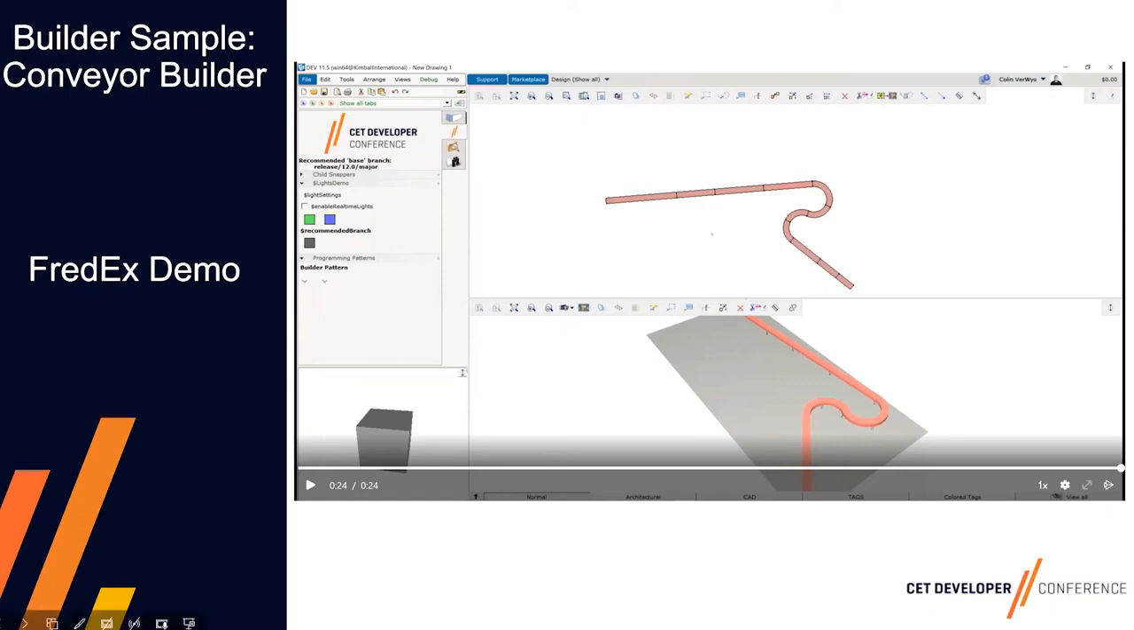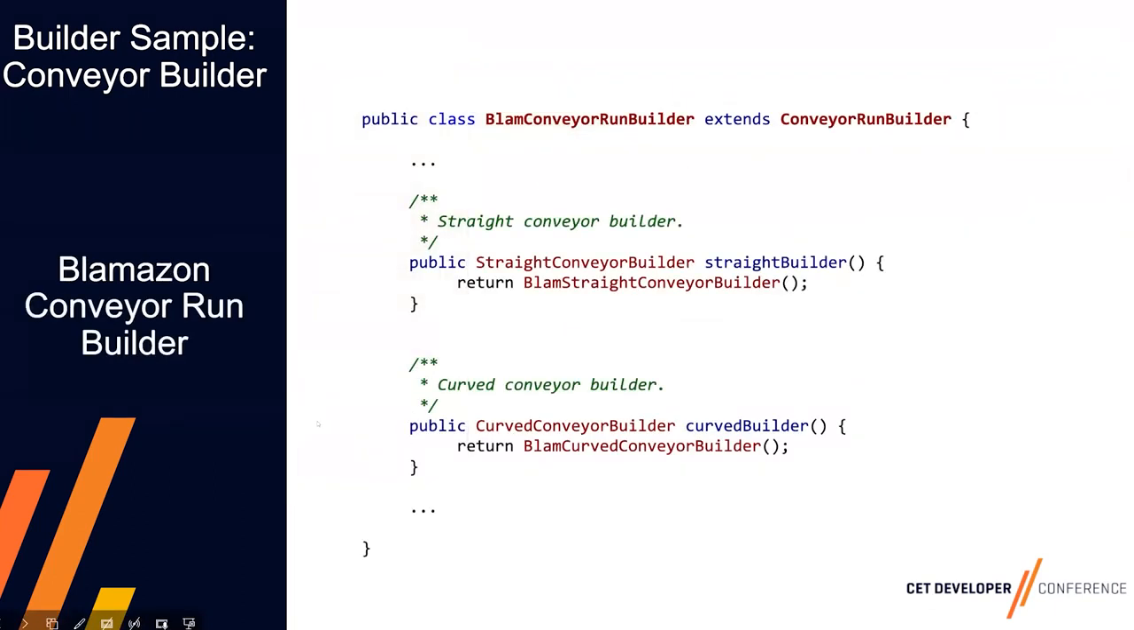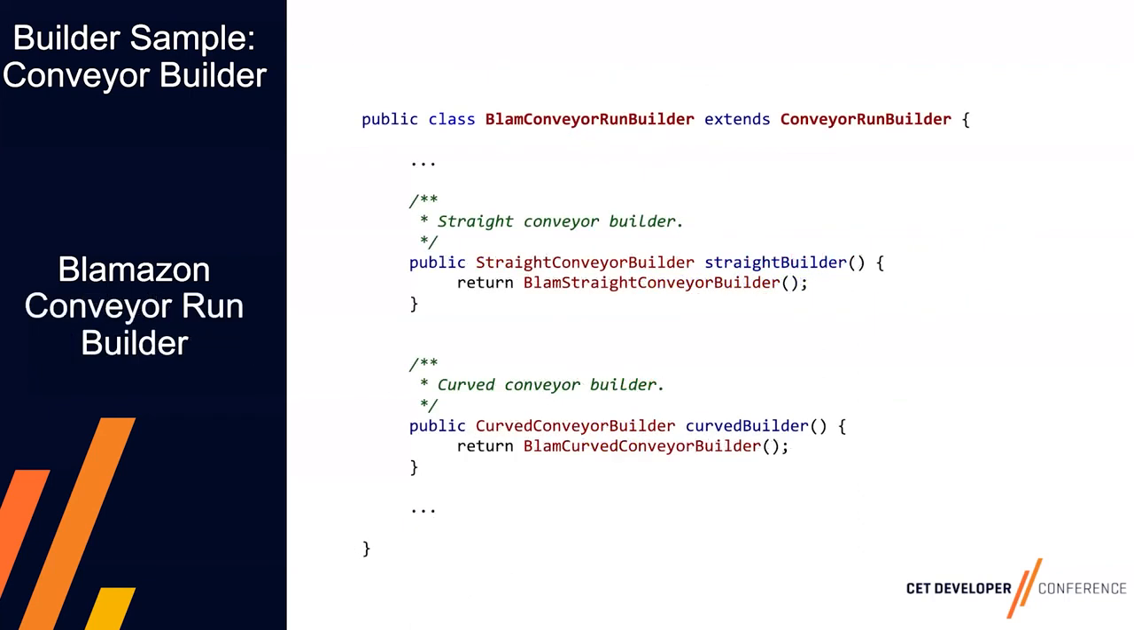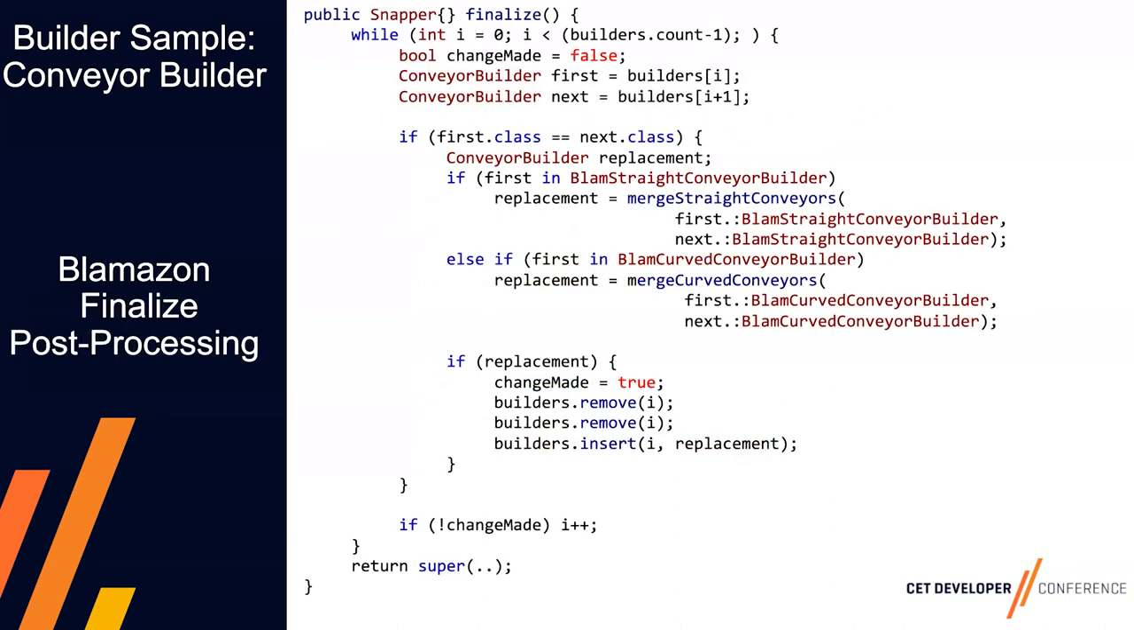So another implementation of this could end up looking very similar, in which we have our Blamazon conveyors. We do something very similar where we create a Blamazon straight conveyor and a Blamazon curved conveyor builder, which would end up just creating Blamazon straight or Blamazon curved conveyors, respectively, and return them in our run builder, and use them in a very similar way to the FredX one. But something that we're going to be doing differently with this builder is post-processing in the finalize method.